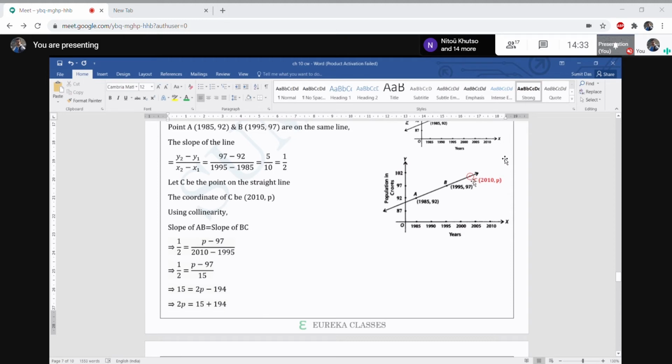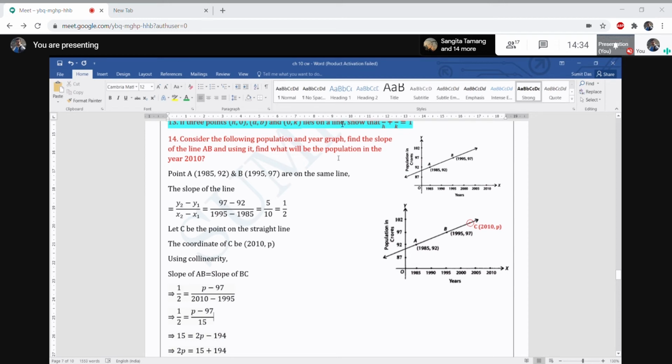Now, to find this, I have to make one little addition. Let C be a point on the straight line. The coordinate of C is 2010 comma P. Why did I take 2010? Because they ask what will be the population in the year 2010. So the year is 2010 and the population we take as small p. Then using collinearity: last time we discussed that when 3 points are collinear, the slope of the first 2 points is equal to the slope of the next 2 points. So we write slope of AB equal to slope of BC.